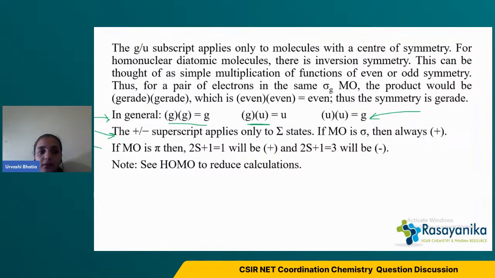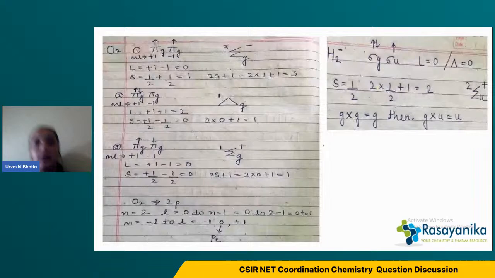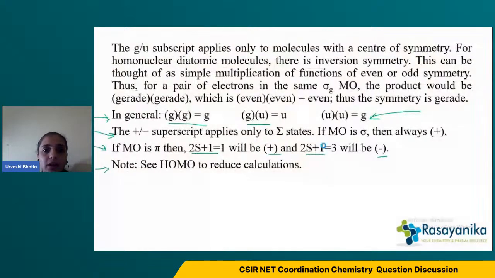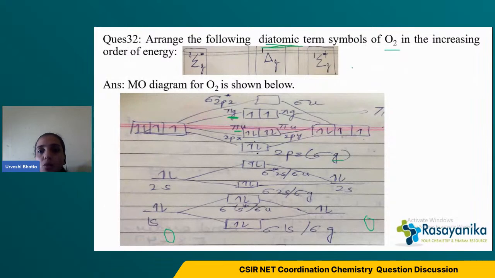All these pointers you have to remember. The plus/minus superscript applies only to sigma states. If the molecular orbital is sigma, then always plus. If the MO is pi, then 2S plus 1 equal to 1 will be plus, and 2S plus 1 equal to 3 will be minus. Now you will not understand what I'm saying here; after solving one of the questions, you'll understand. In the question, we have been given these terms, so I'm showing you how these term symbols have come up.